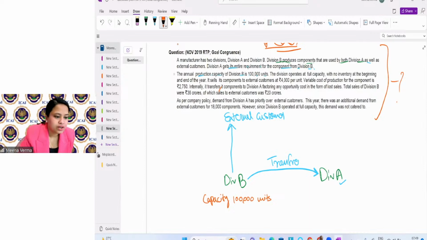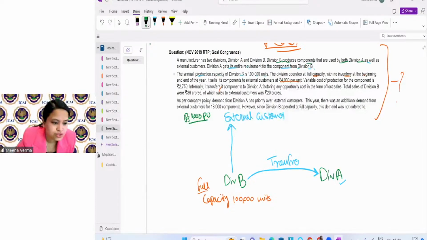All right. Division B operates at full capacity. So they're working at full capacity, meaning whatever they are producing, they are capable of selling it. They're working at full capacity with no inventory at the beginning and at the end of the year. Okay. It sells its component to the external market at 4,000 per unit. So in the external market they can sell it at rupees 4,000 per unit. This is their external selling price per unit.